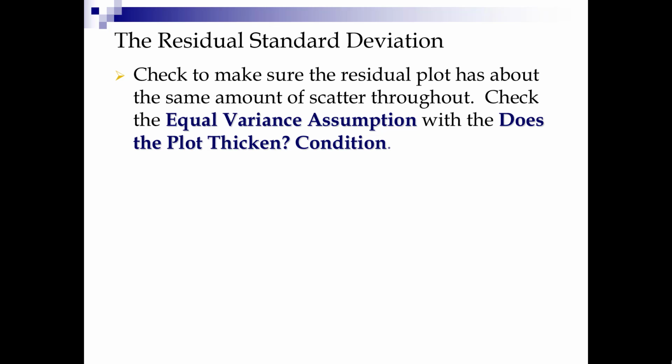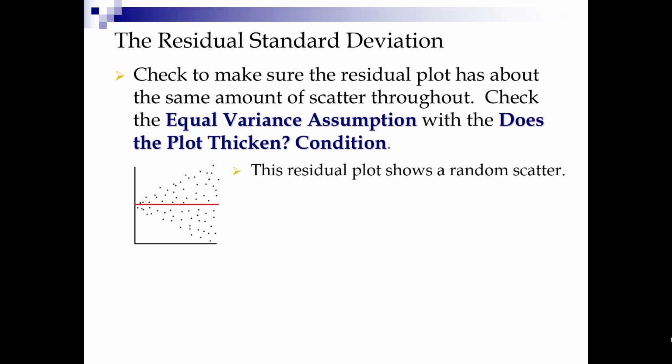So check to make sure that the residual plot has the same amount of scatter throughout. This is going to be something called an equal variance assumption. Does the plot thicken condition? What we don't want to see is this fan shape. You don't want to see these data points getting further and further away from our LSRL. What you do want to see is a random scatter, and you want it to be fairly uniform throughout the entire graph.